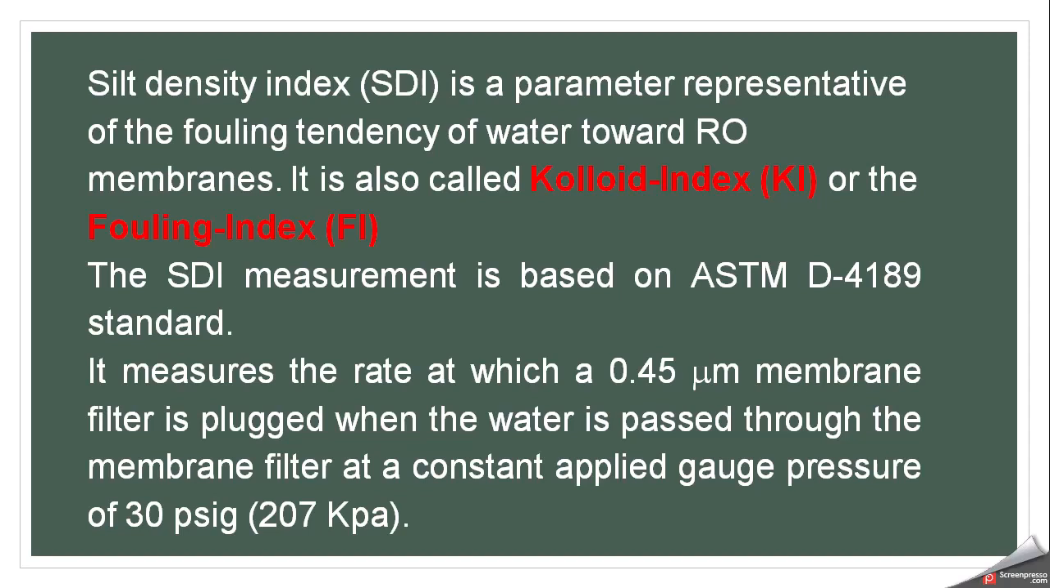So what are we going to do in the measurement of this SDI? SDI measures the rate at which a 0.45 micron membrane filter is plugged when water is passed through the membrane filter, keeping the pressure constant at a value of 30 psig or 207 kPa. This pressure will be kept constant during the measurement of SDI.